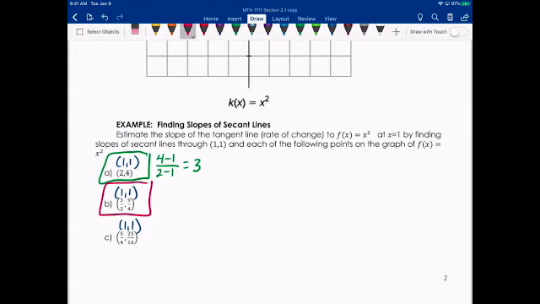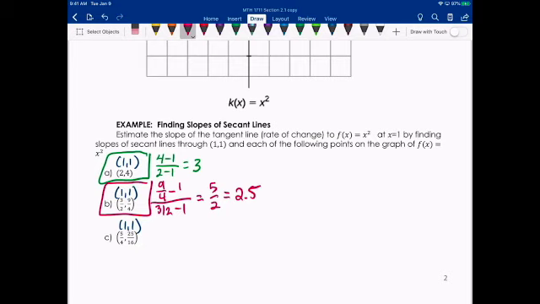So for this one, I'm going to take the change in my y's, which is 9/4 minus 1, over 3/2 minus 1. And that's going to give me 5/2, which is 2.5. So that's going to be the slope of the pink line.